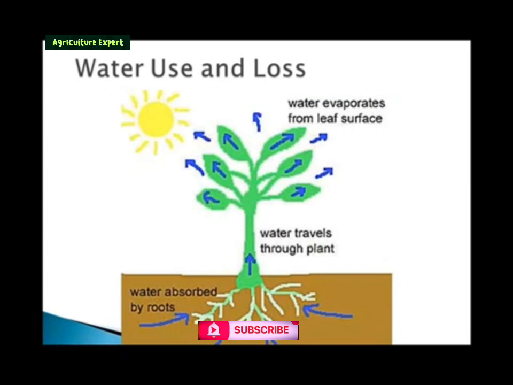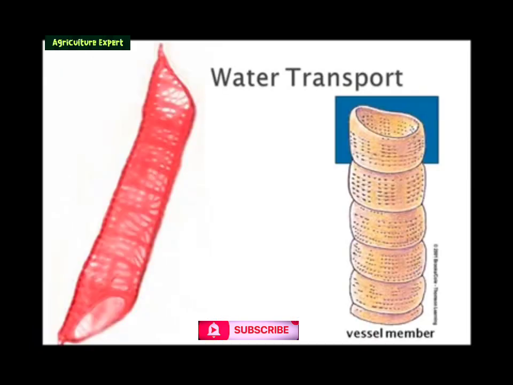Water moves through roots and stems and then to leaves. Some water is used for growth and metabolism, but most evaporates into the air by a process called transpiration. Water moves through pipelines called xylem, composed of cells which are all dead at maturity, called tracheids and vessel members.